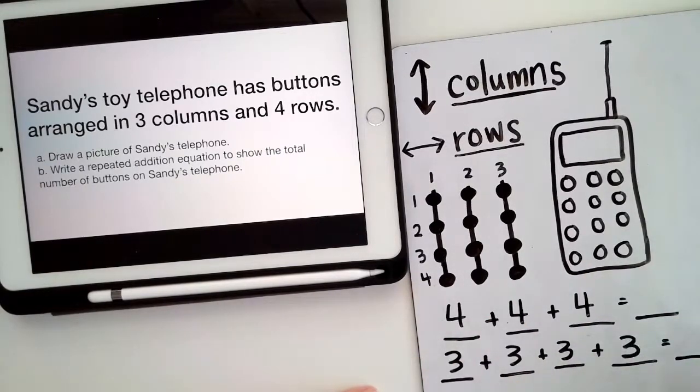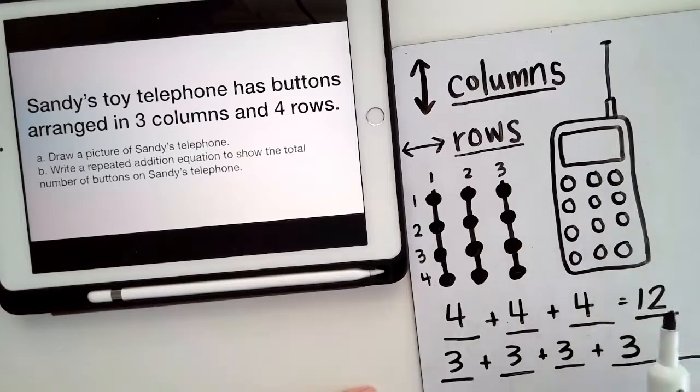Now, since we're using the same telephone and we're writing these repeated addition sentences, this means our answer should be the same because we're talking about the same image. So let's count. 4 plus 4 plus 4. Well, I know 4 plus 4 is 8, and then 8 plus 4 is 12.